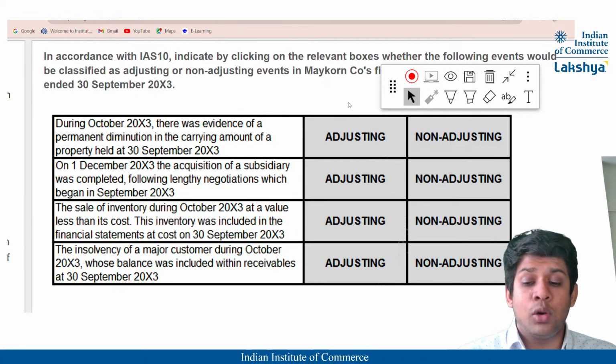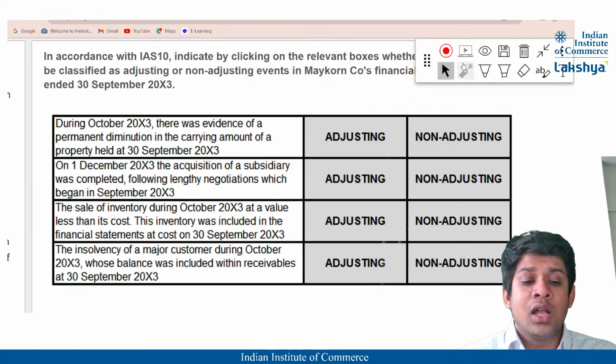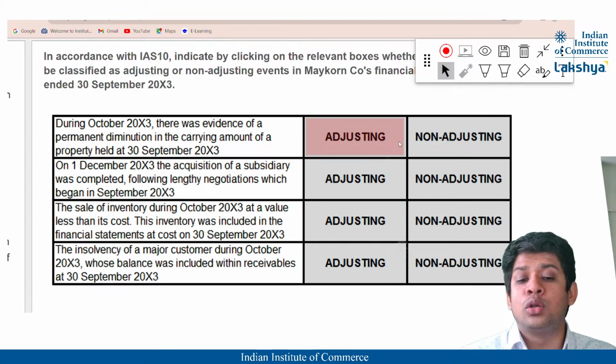Now I am not sure what the consequence will be, but I feel if it is a permanent diminution in the carrying amount of a property, it should technically be a very big amount. We had the carrying amount of the property at 30th September, and this is just providing additional evidence that it has been diminished permanently. So technically, it might be an adjusting event. But we are not sure about this. We will look through the solution and see their response later, once we are done with the paper.